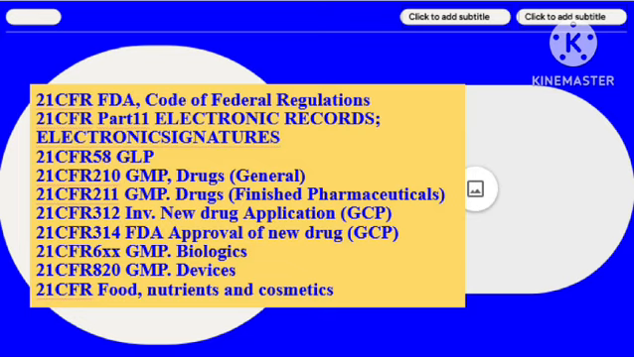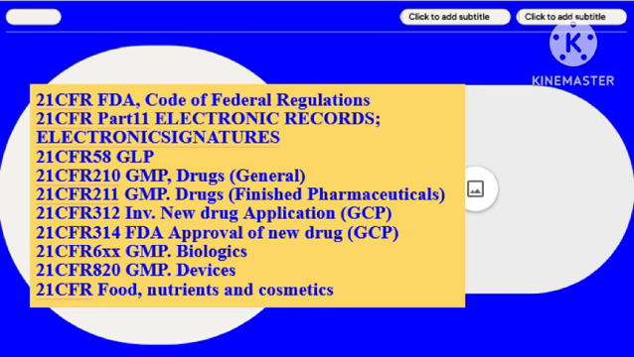Some of the related regulations are like this: 21 CFR FDA Code of Federal Regulations, Part 11 Electronic Records, Electronic Signatures; 21 CFR 58 for GLP; 21 CFR 210 for GMP drugs; 21 CFR 211 GMP drugs, finished pharmaceuticals; 21 CFR 312 for new drug application; 21 CFR 314 FDA approval of new drug; 21 CFR 606 GMP biologics; 21 CFR 820 GMP devices; 21 CFR food, nutrients and cosmetics. This is all about 21 CFR FDA Part 11.